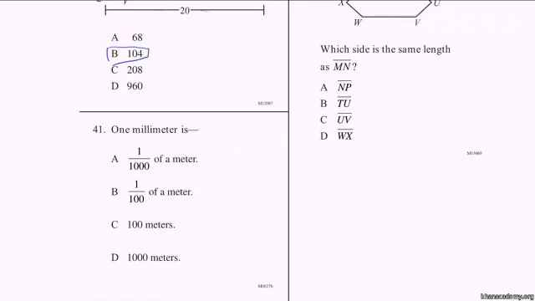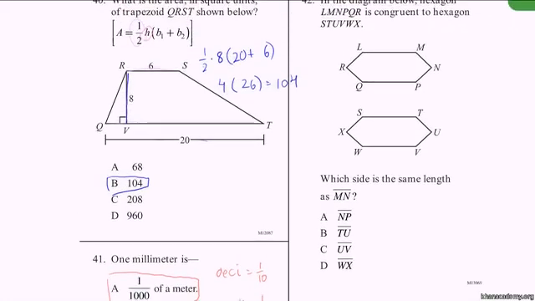Problem 41. 1 millimeter is... Well, here they're just seeing if you remember your units. Let me write it this way. Deci is equal to 1/10. Centi is equal to 1/100th. And then milli is equal to 1 over 1,000. So 1 millimeter is 1,000th of a meter. They're just making sure you remember your metric prefixes. Problem 42.